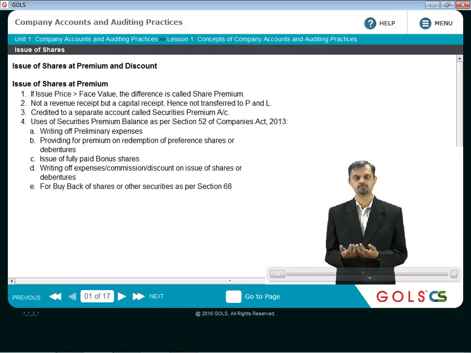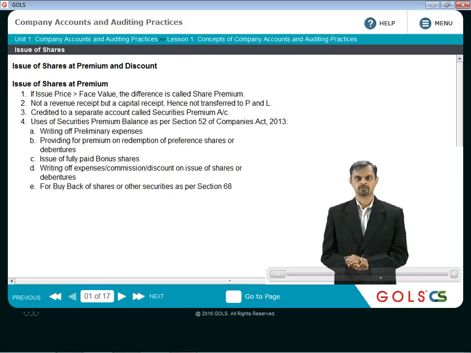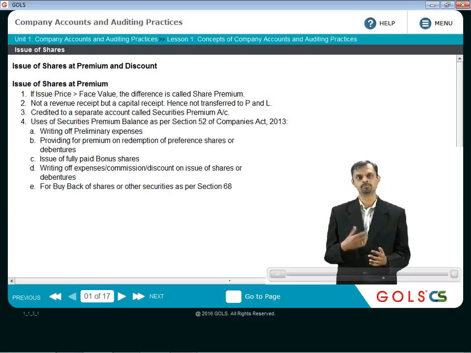So at the time of redemption of preference shares or debentures, if extra money has to be paid back to the preference shareholders or the debenture holders, then this can be used from the securities premium balance which the company already has. And this balance in securities premium is coming from the premium collected by the company at the time of issue of shares or issue of debentures. The securities premium balance can be used also for the purpose of issuing bonus shares. So this extra money that the company has received at the time of issue can be later on converted into share capital.